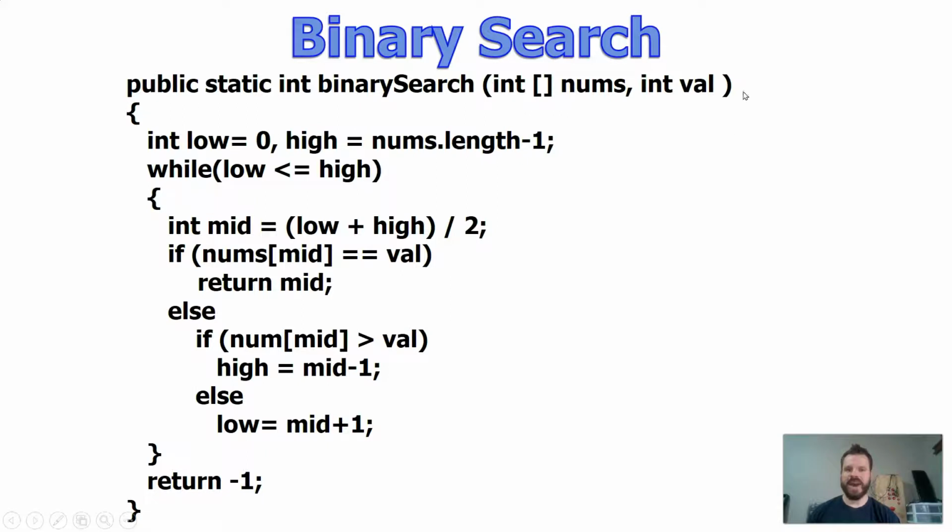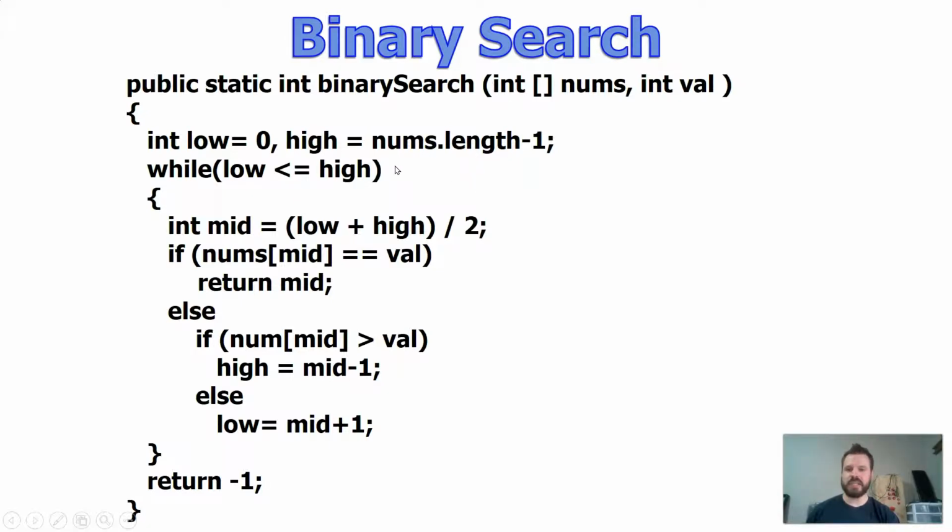Okay, so we'll say binary search. We're going to search an int array called nums for an int called value. And our return is going to be the index of that value if we find it. Okay, the way it's going to work is we're going to define two values, low and high, the low starting as the first value in the array, and the high starting as the last value. Okay, the array.length - 1.